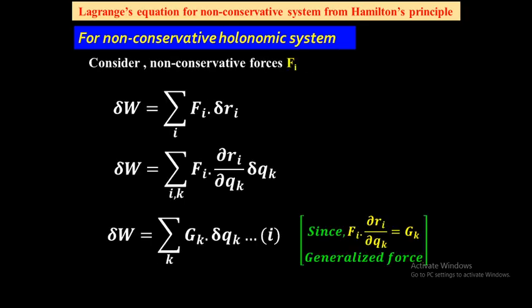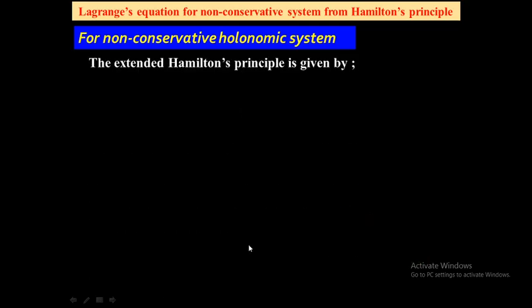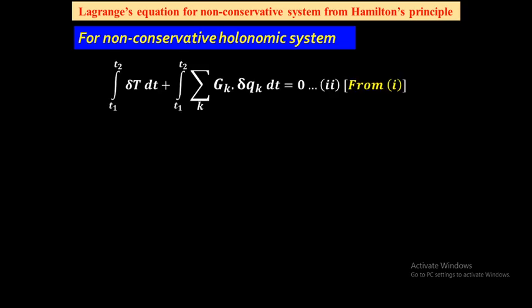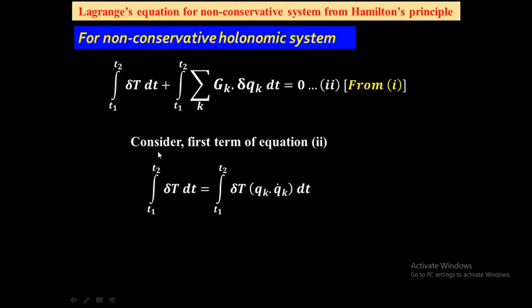Now we know delta W from equation number 1. Since delta W is summation over k Gk into delta qk, we will replace delta W by this term from equation number 1. So we will get equation number 2, with summation over k Gk into delta qk dt. So this is from equation number 1, and suppose this is equation number 2. Now we will solve the first term of equation number 2, that is, integral from t1 to t2 of delta T dt.